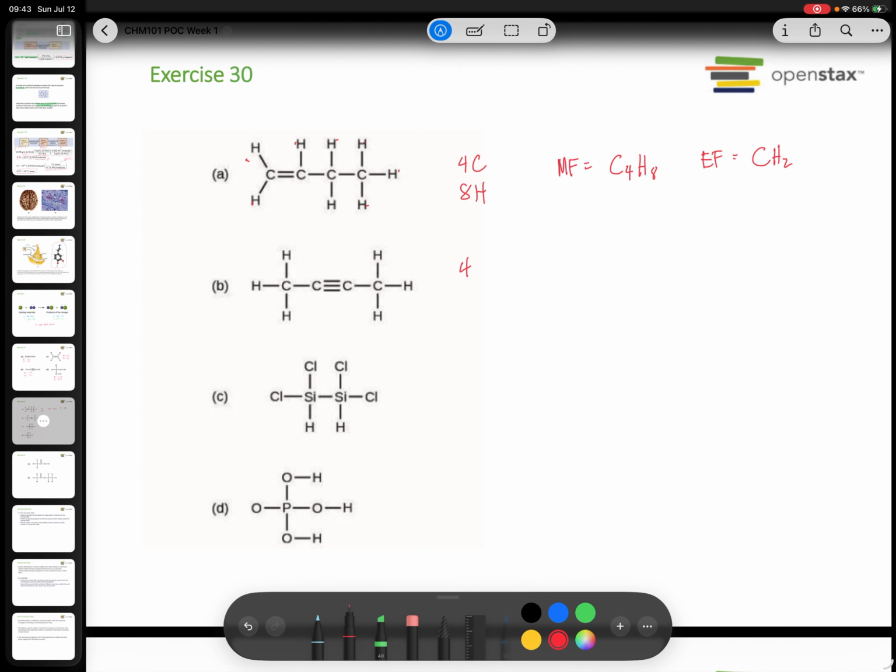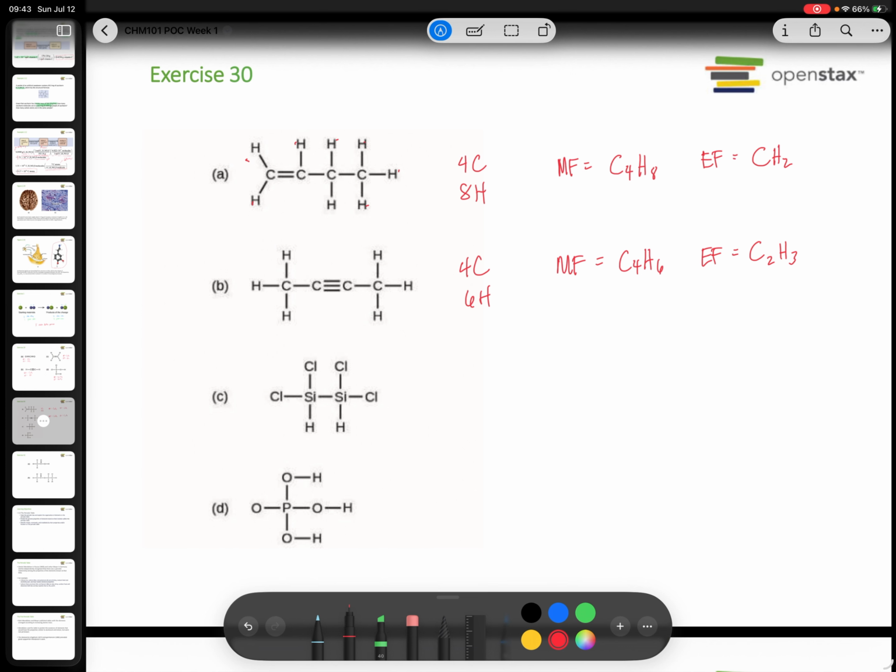For this one, we have 4 carbons ulit and 6 hydrogen. So molecular formula here will be C4H6, while yung ating empirical formula will be, so divide by ano kaya siya? By 2, no? Kasi pag divide mo 4, magkaka-fraction. So dapat walang fraction. Lowest full number lang. So C2H3 ang kanyang empirical formula.